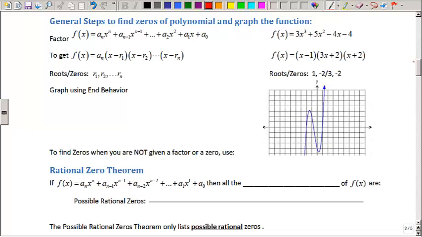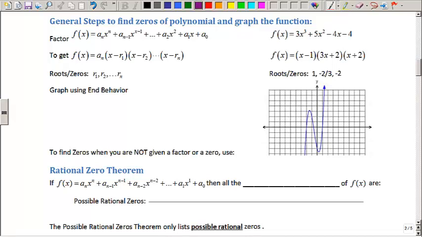I'd like to talk about the general steps to finding the zeros of a polynomial and graphing the function, just so you kind of see where our goal is headed here. We're going to be doing a little bit of rational zero theorems to try to find some possible zeros, and it's kind of a good idea to know what the big picture is so that you can see the end in sight.